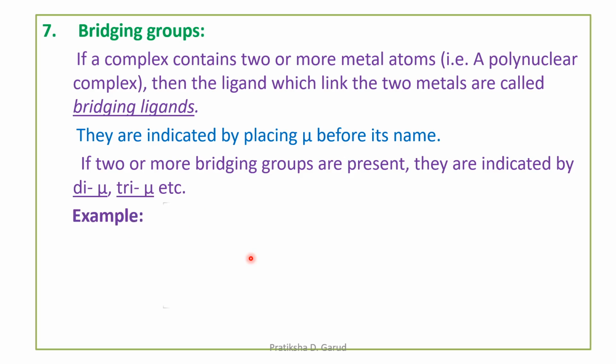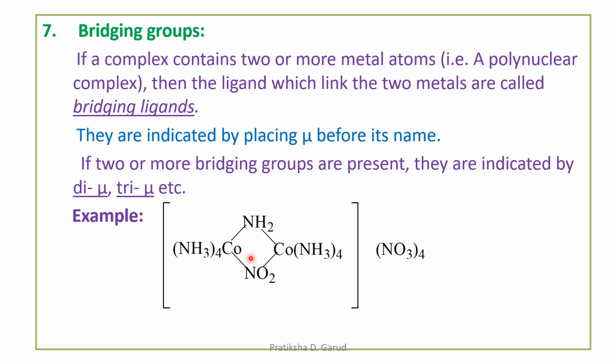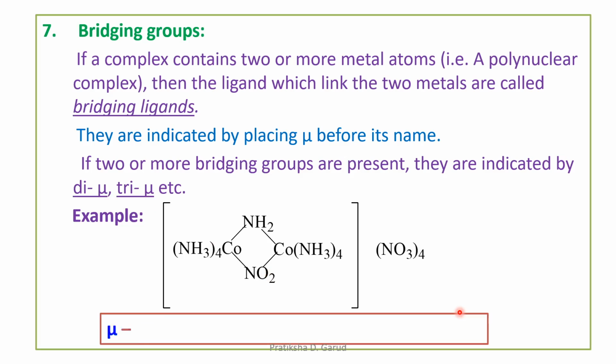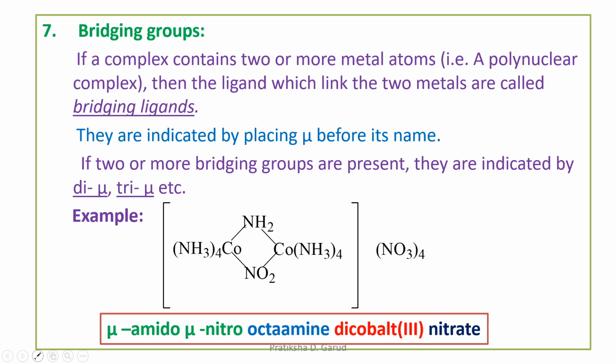So let us see the example. This is the example. Now in this example we can see that this NH2 and NO2 are attached to 2 metals, that is cobalt. Therefore this NH2 and NO2 are known as the bridging ligands, and while placing their names we have to use mu, right? For NH2 we have to write amido, for NO2 we have to write nitro. So it is mu amido, mu nitro, octaamine.